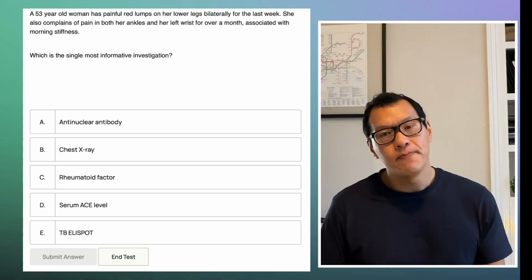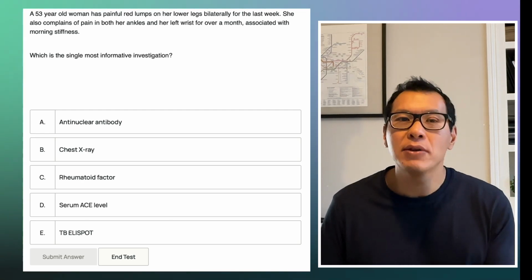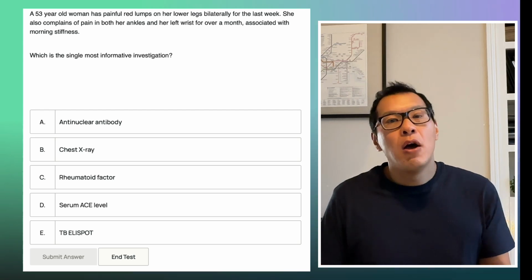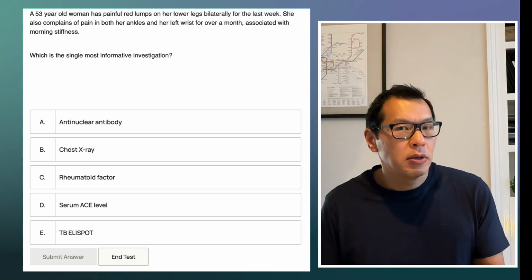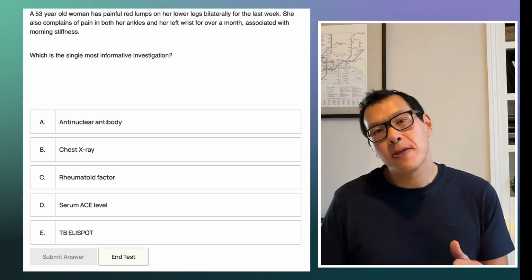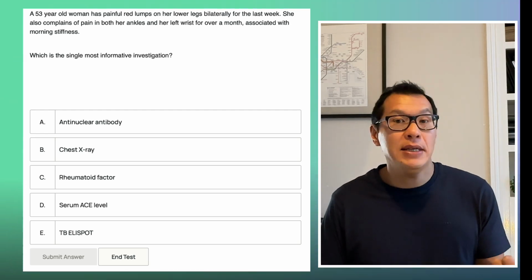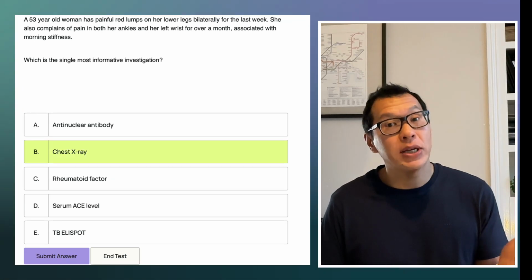Now here comes a tricky bit. Which is the best test out of these 5 to look for sarcoidosis? It might catch you out here. The best test is actually option B, chest x-ray.